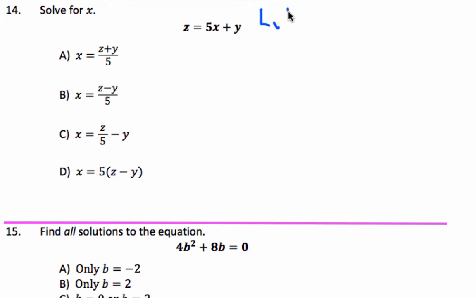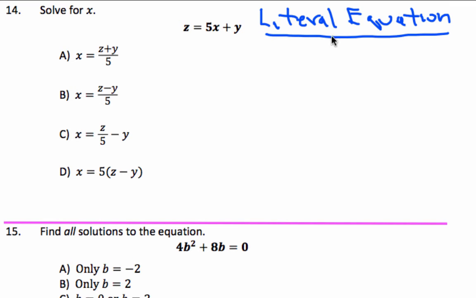Problem number 14 contains a literal equation. Literal comes from the word letter. A literal equation contains more than one variable name. In this case, we see we not only have the letter x for which we're trying to solve, but we also have variable names y and z. Now, the method used to solve this equation for x is the same as if the only variable name were x. So let's see how that works.